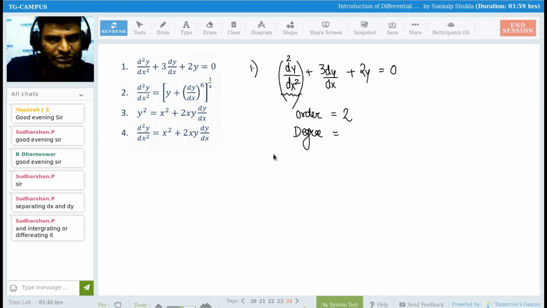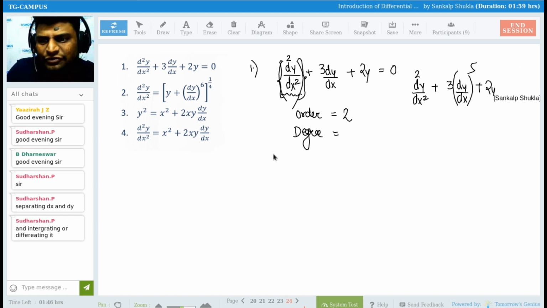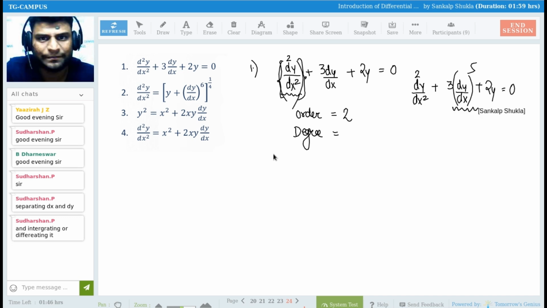So order is d2y by dx2. Now you have to see only this differential element. It might be a possibility, for example, what if the question becomes d2y by dx2 plus 3 dy by dx whole power 5 plus 2y is equal to 0. Then many students are confused. They say, sir, the order is 2 and the degree is 5. No, you don't have to look at the highest power of a lower differential element. You have to see the highest power of the highest differential element.